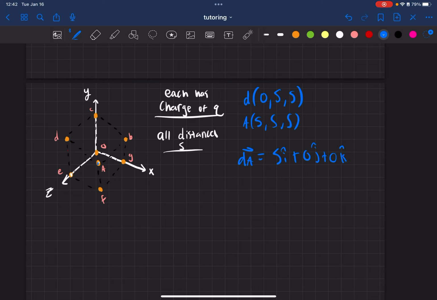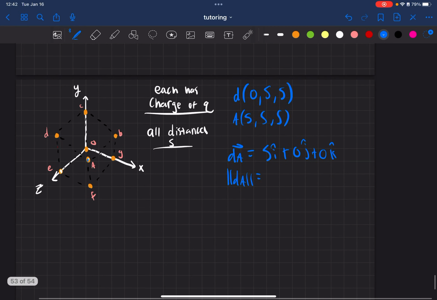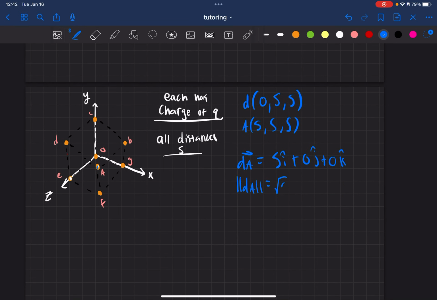How we got this is just from D to A, it moves from 0 to S, so that's S. From S to S is no movement, from S to S is no movement. That's how I picture it in my mind. Then what we need is the magnitude of dA. This is going to be the distance formula, the distance when we plug it into our Coulomb's law equation. So it's the square root of S squared plus 0 squared plus 0 squared. Very easy to compute. This is just S, and we'll see this is going to be equal to our r value.